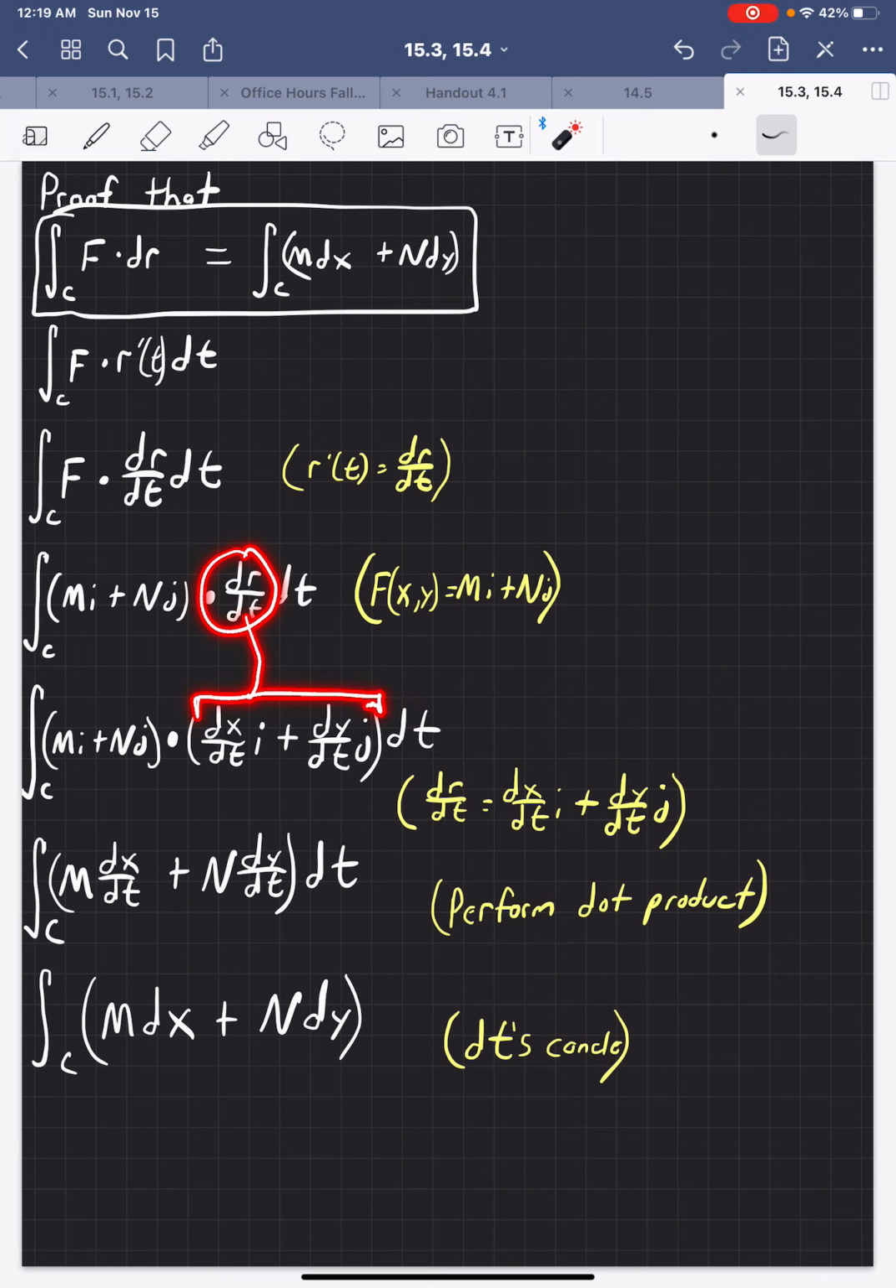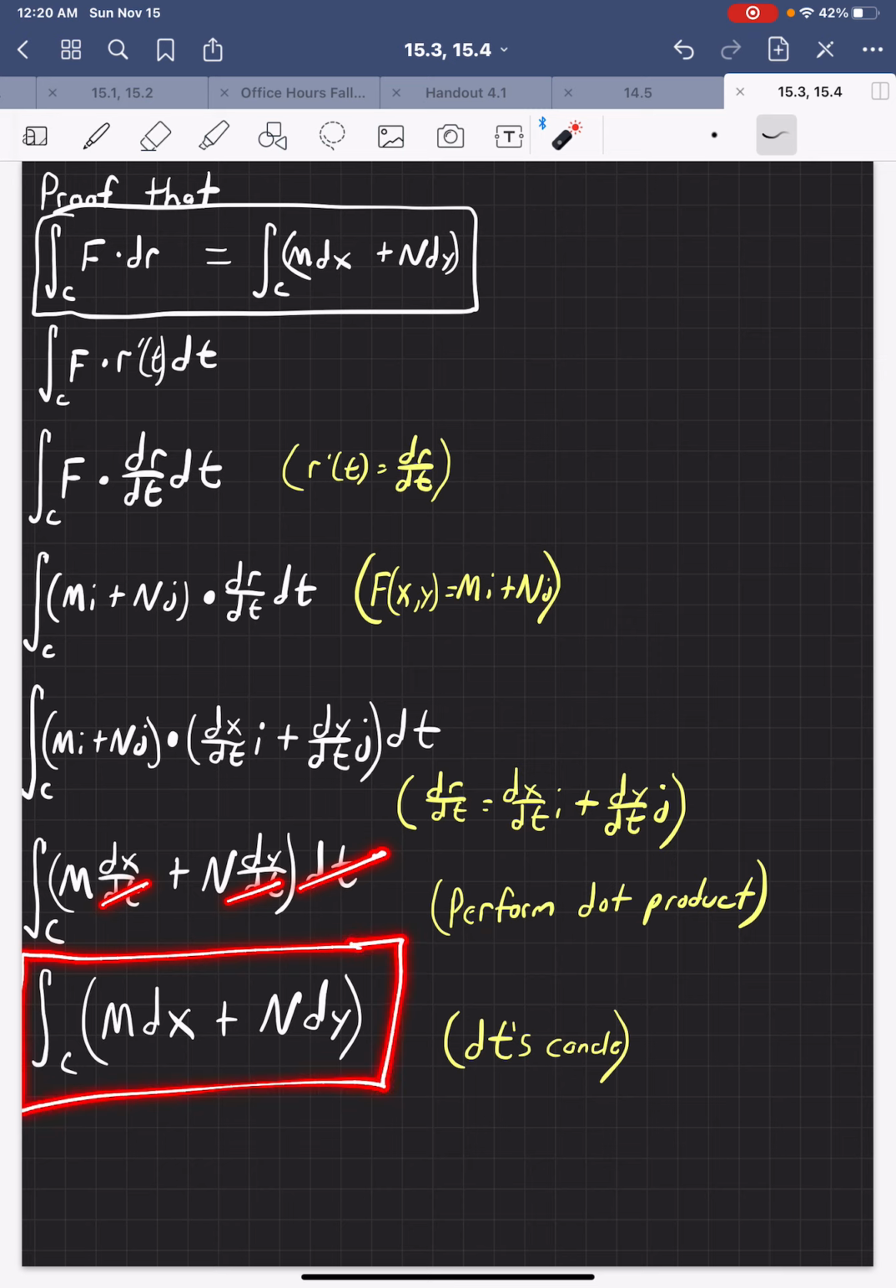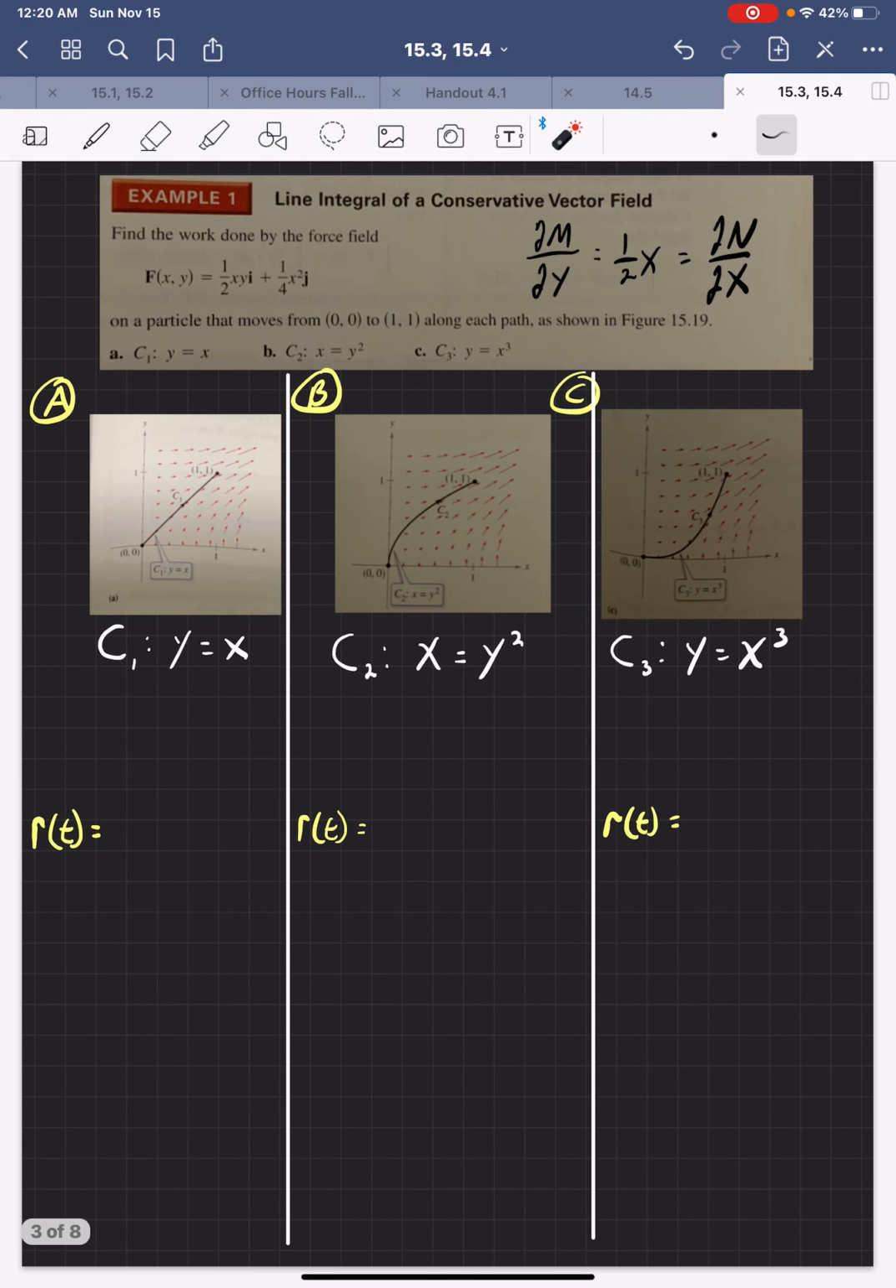Now from here, I'm just performing the dot product, right? So it's the M times dx/dt plus the N times the dy/dt. And then what's happening is these dt's are canceling. And that is what leaves us with our differential form of the line integral. Now that is the recap, or not really recap, but that is all I needed to bring over from 15.2.